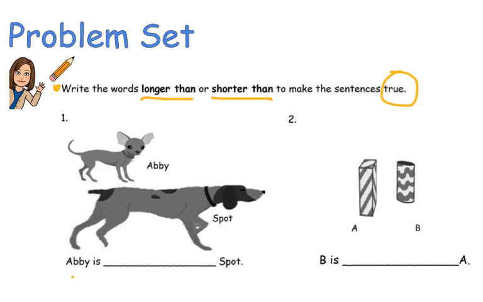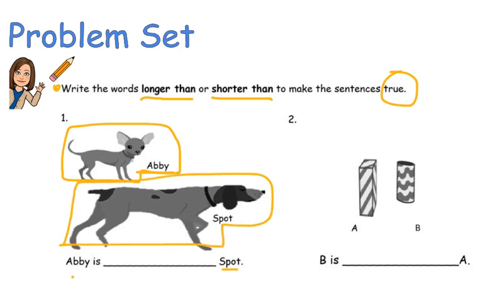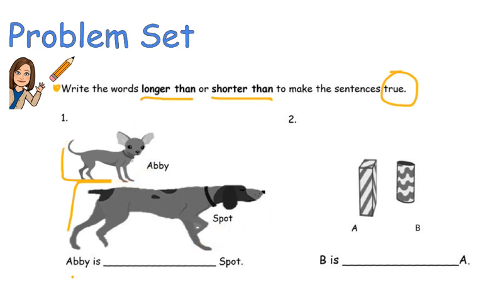So our first one, it says Abby. And I know that this little dog here is Abby because it has his name. So this is Abby. And this is Spot. And we have to say Abby is blank Spot. So we're starting with Abby. Okay. So I think this one you can tell by looking at it. So first I want you to just look at it and think which one is longer and which one is shorter.